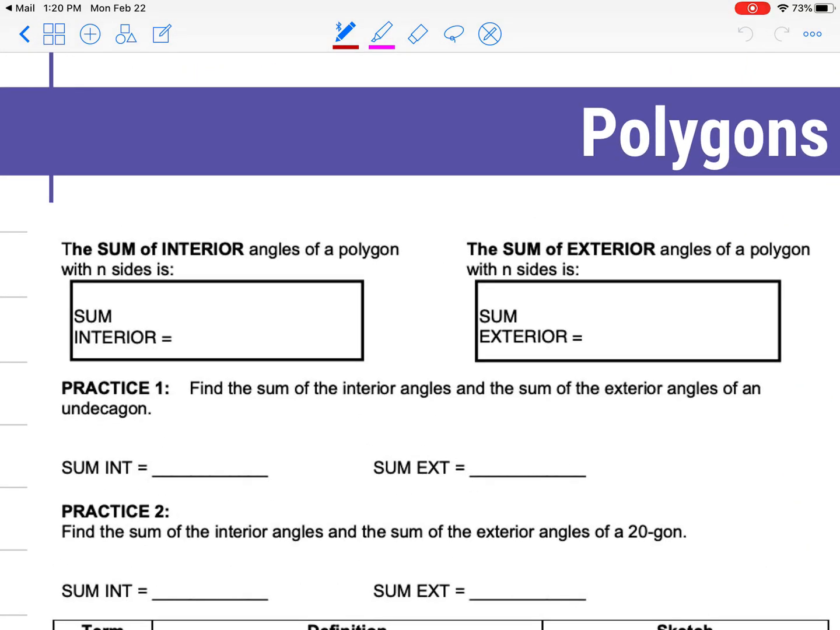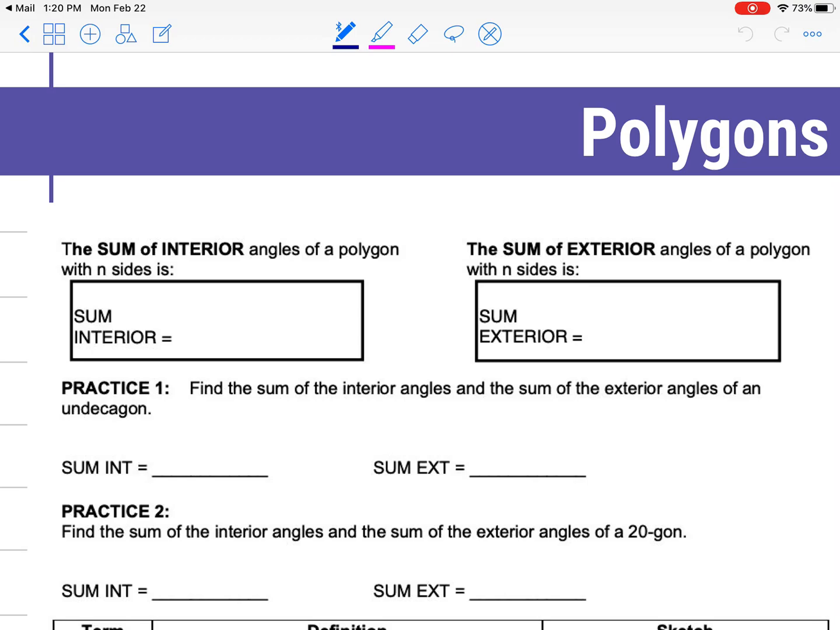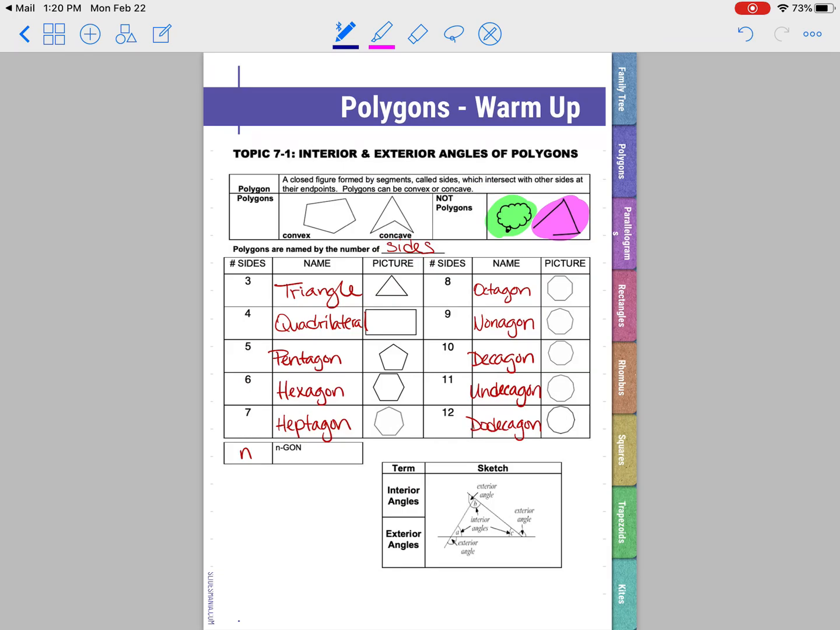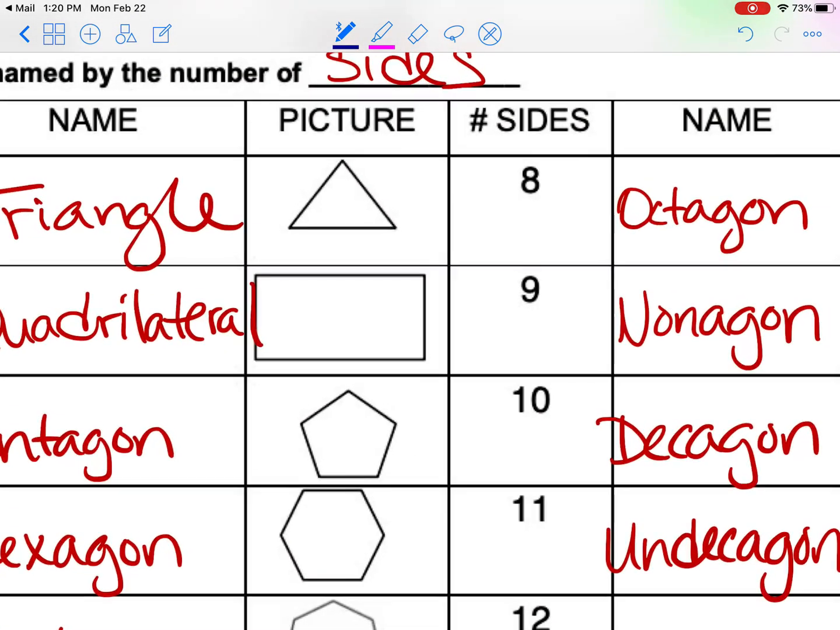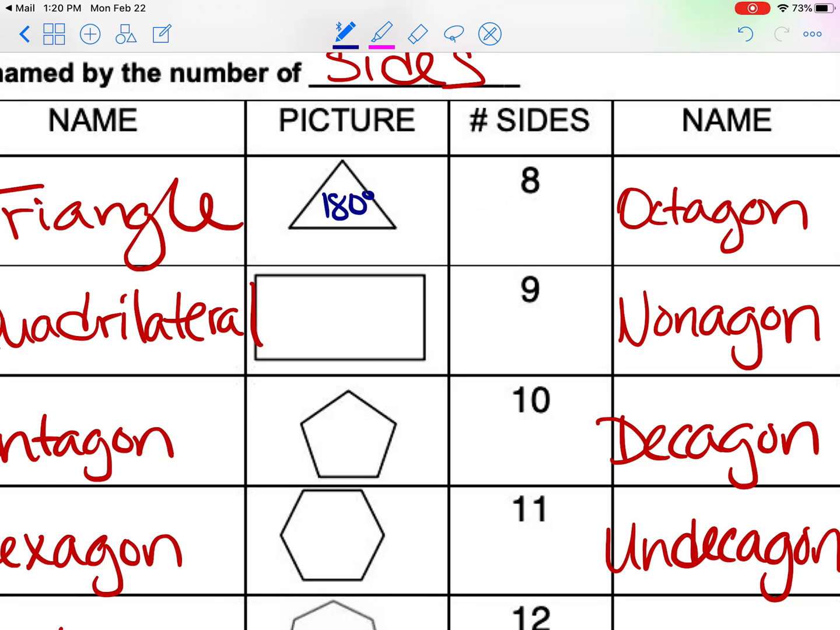I'm going to give you the formulas and then I'm going to show you why those formulas are the way they are. So the sum of the interior angles, to do that we would take 180 times n minus 2. N again stands for the number of sides. So let me explain why this formula exists. So I'm going to go back here for a second. We know that triangles have 180. We know that because we've spent a lot of time talking about triangles.